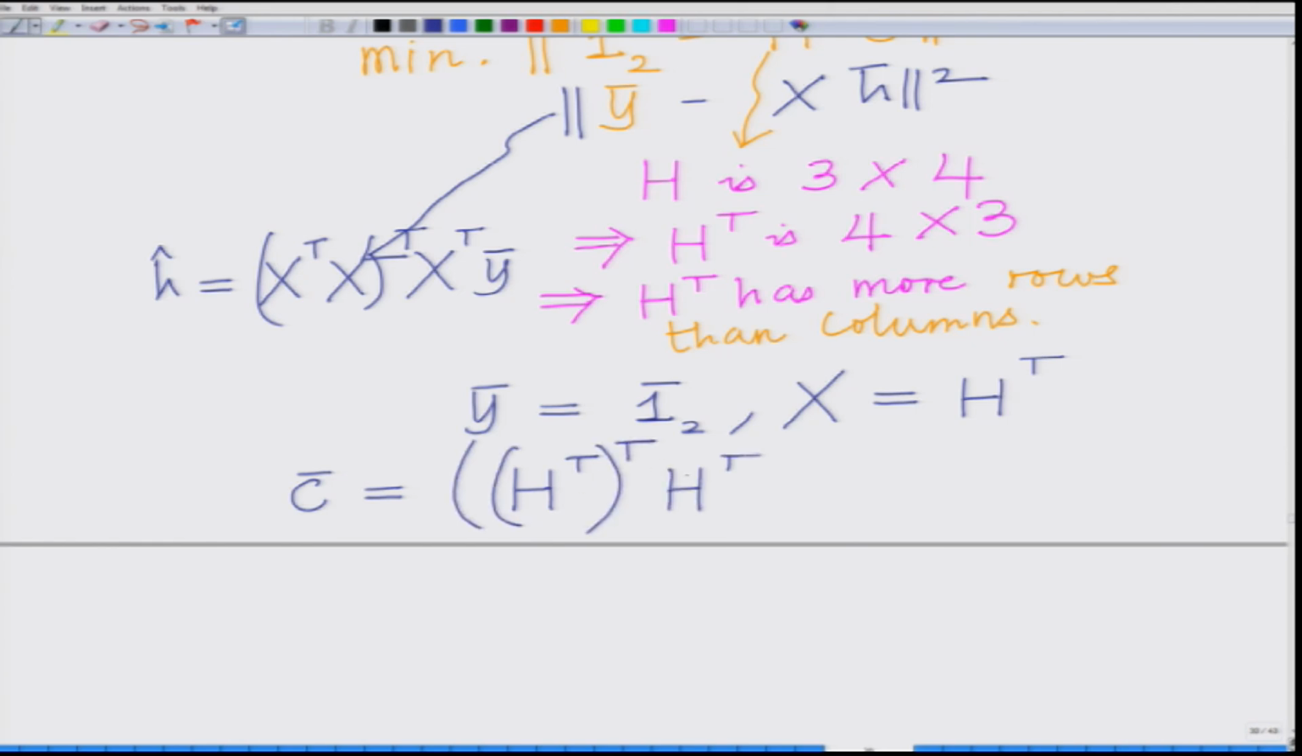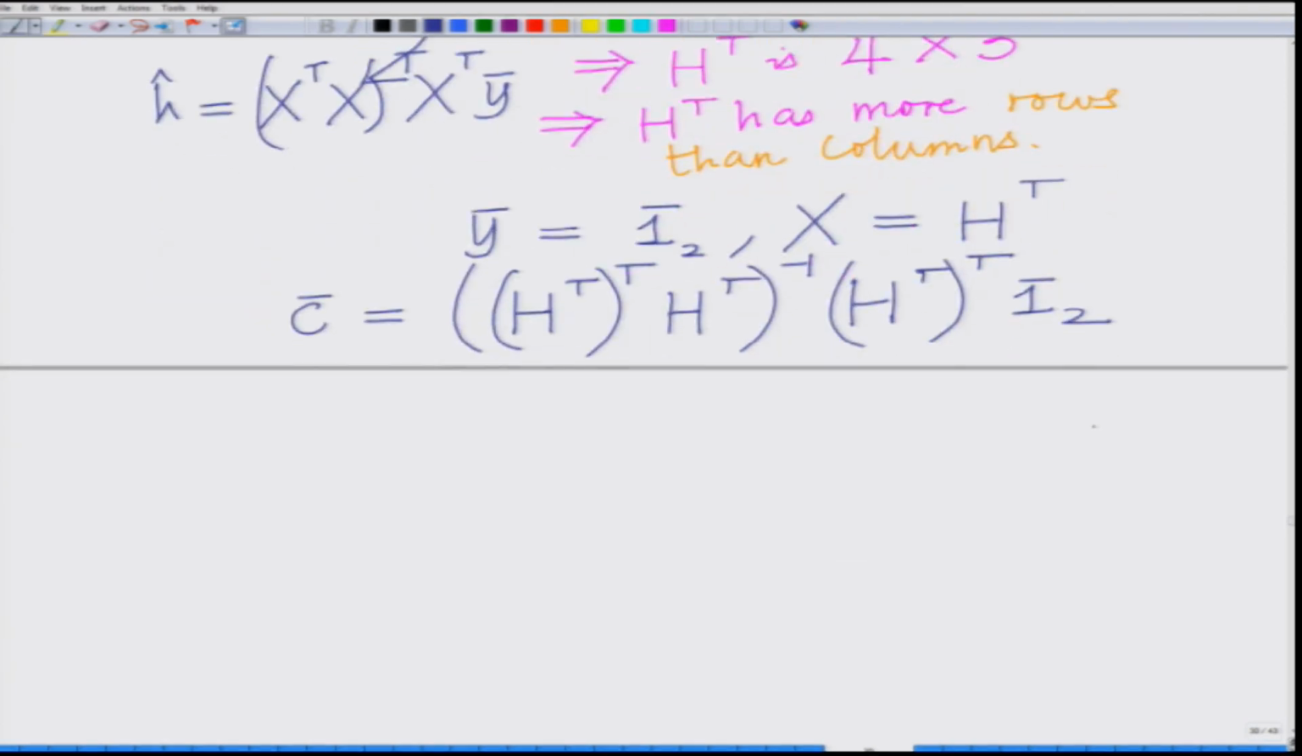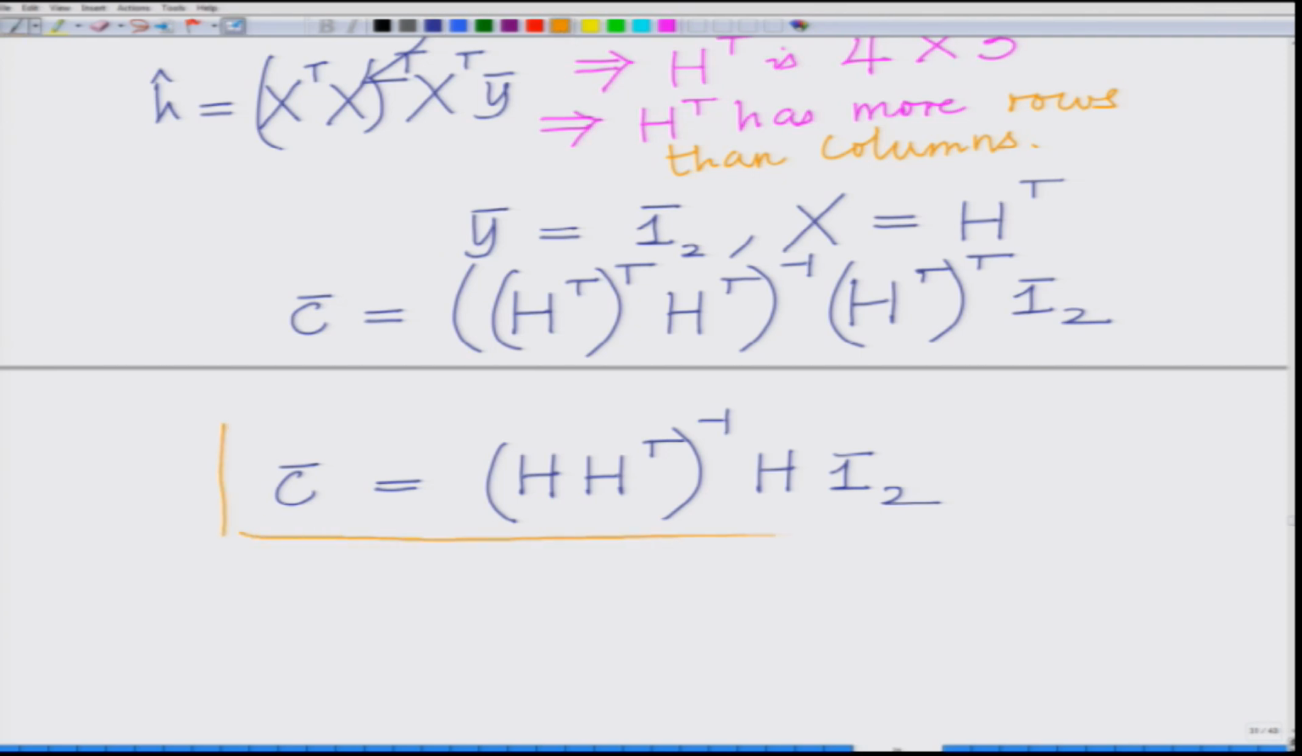So my equalizer C bar is basically H transpose times H transpose inverse times H transpose 1 bar 2, that is the least squares solution. That is, C bar is equal to H transpose inverse H times 1 bar of 2. This is the solution of the equalizer.